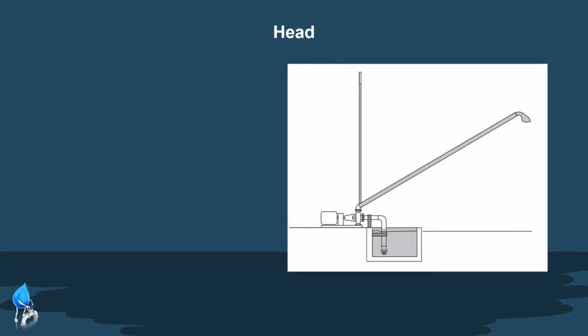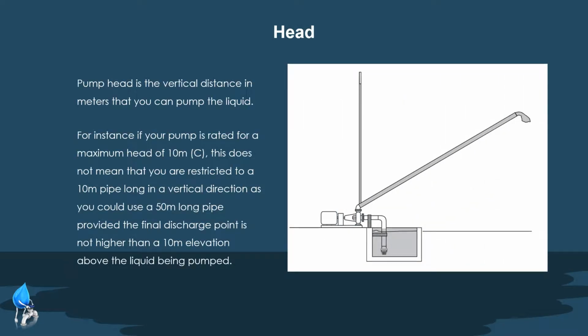So, perhaps you've heard the term head before. What exactly is head? And this is a term that is used with regards to pumps and pump systems. Pump head is the vertical distance in meters that you can pump the liquid. So in the image on the right, it's defined as C. For instance, if your pump is rated for a maximum head, in this case 10 meters, this does not mean that you're restricted to a 10-meter long pipe in a vertical direction, as you could also use a 50-meter long pipe, provided the final discharge point is not higher than the 10-meter static elevation above the liquid being pumped.